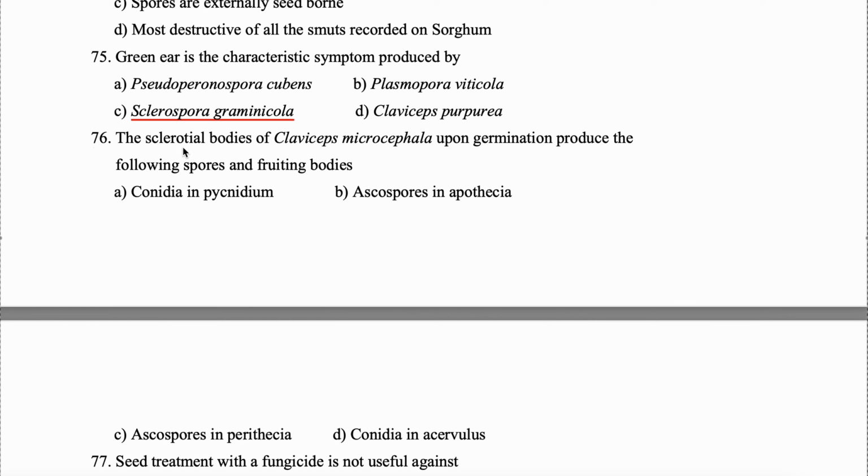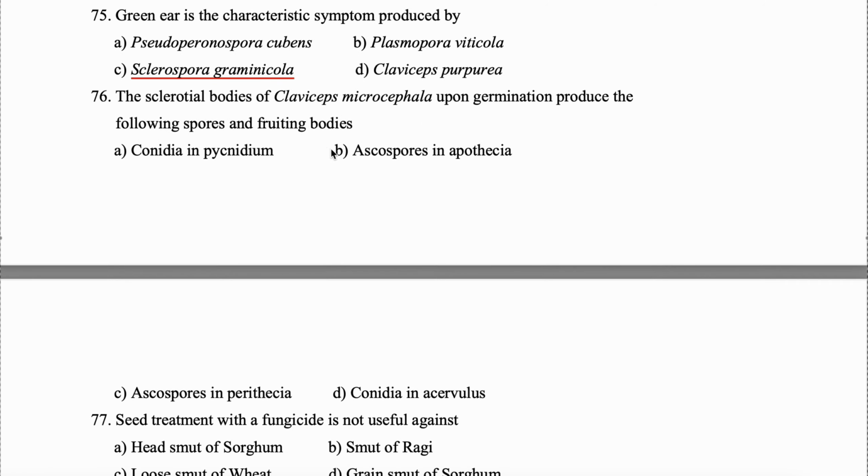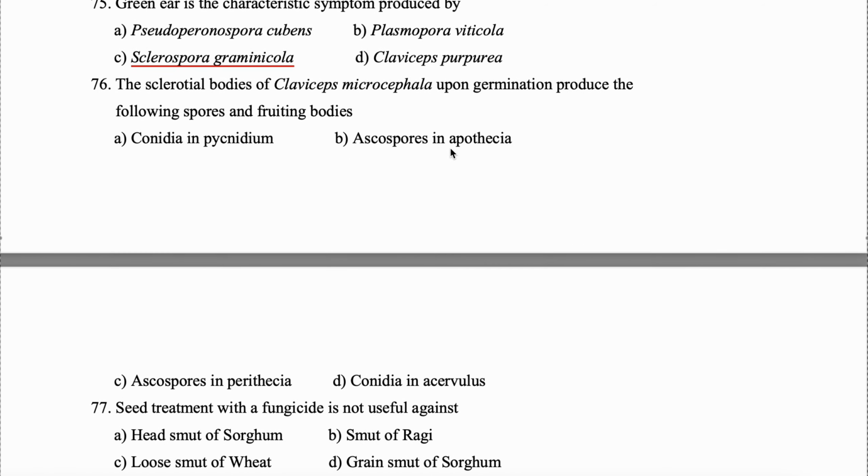Question 76. The sclerotial bodies of Claviceps microcephala upon germination produce the following spores and fruiting bodies. Now Claviceps belongs to what? Ascomycetes. Obviously the option will be between B and C. We just need to know whether it is ascospores in apothecia or ascospores in perithecia. But the answer is ascospores in apothecia.